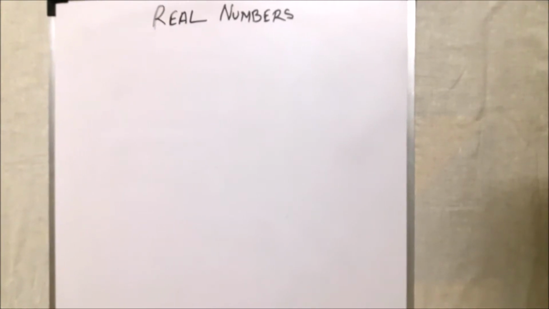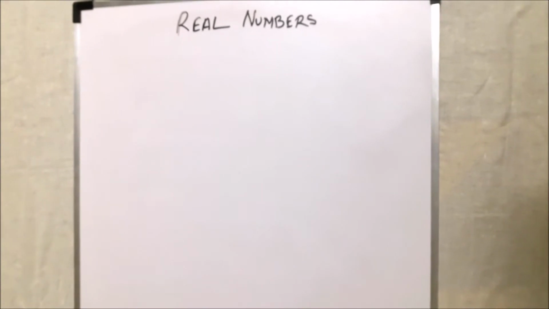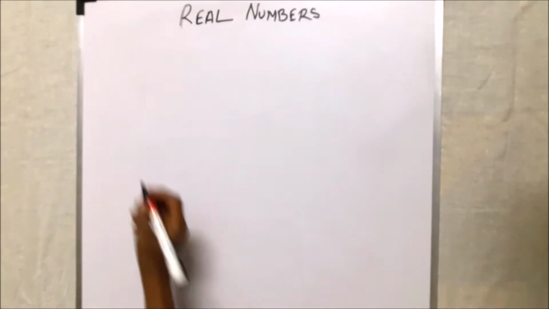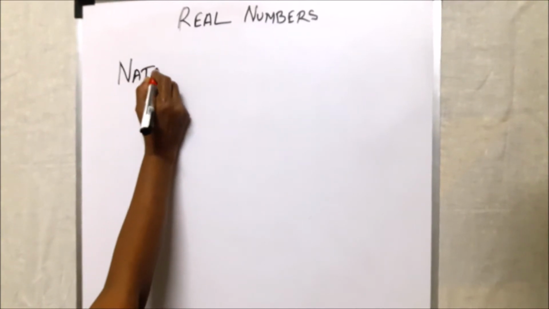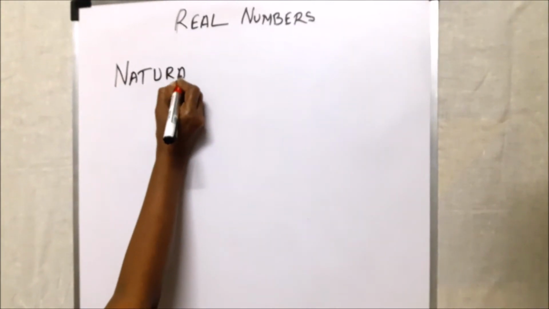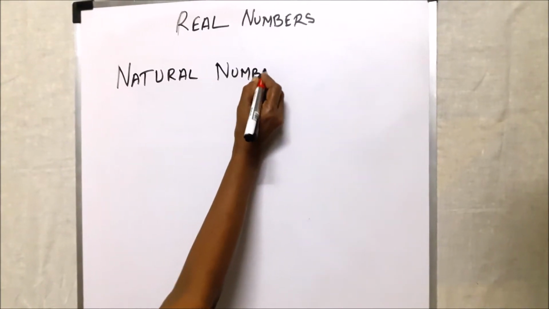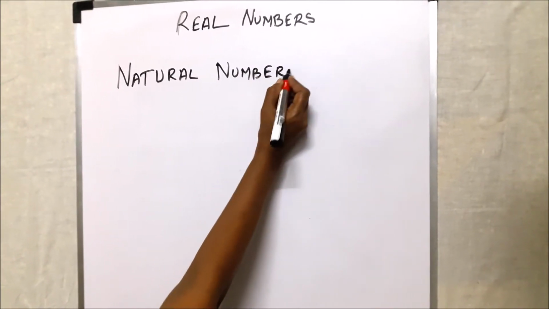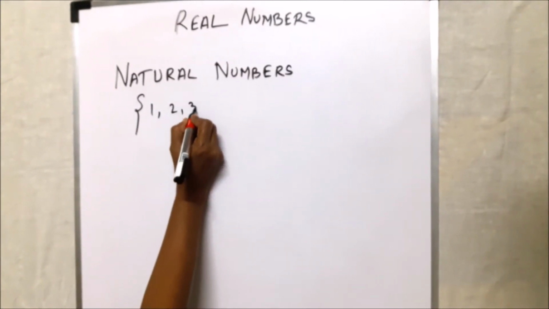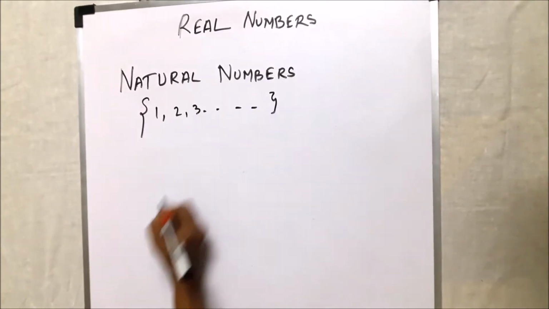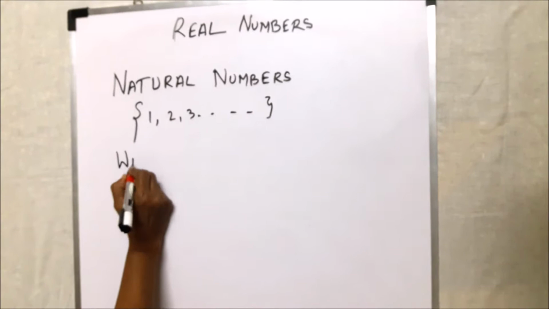Now let's start with the first chapter, real numbers. Let us see what are the numbers included in real numbers. The smallest set in real numbers is the natural numbers. What are natural numbers? Natural numbers are the numbers which include 1, 2, 3, etc. till infinity. Then comes the next set, whole numbers.